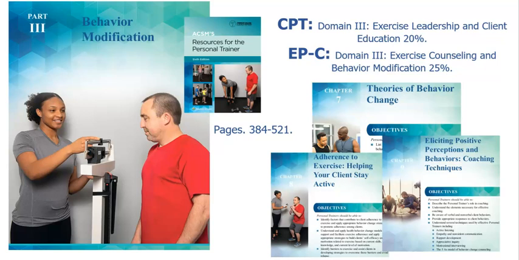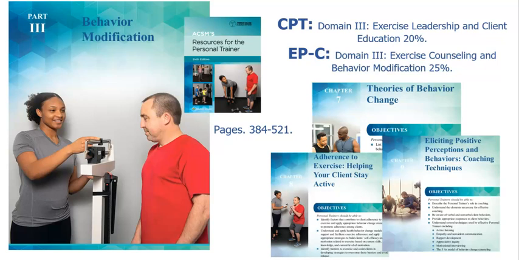In this presentation, we will summarize part 3 of the book ACSM, American College of Sports Medicine Resources for the Personal Trainer, analyzing key points from the following chapters. Chapter 7, Theories of Behavior Change. Chapter 8, Adherence to Exercise. Chapter 9, Eliciting Positive Perceptions and Behaviors and Coaching Techniques.